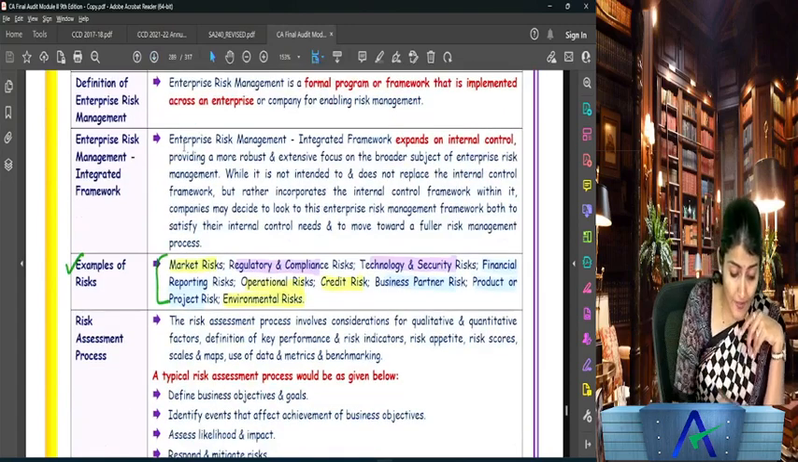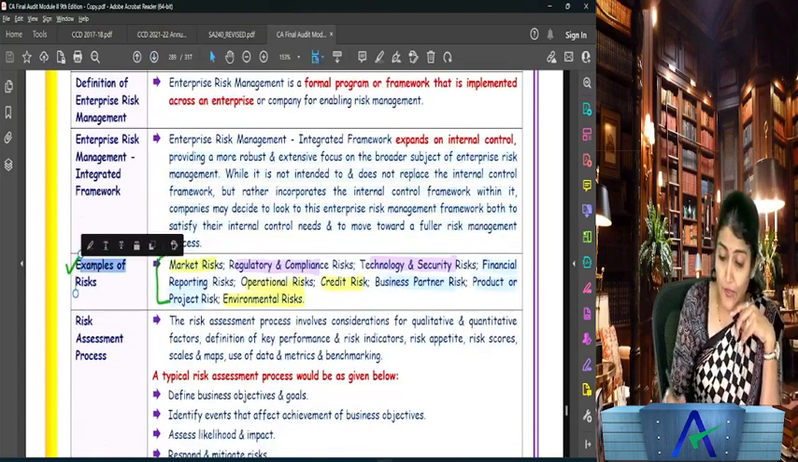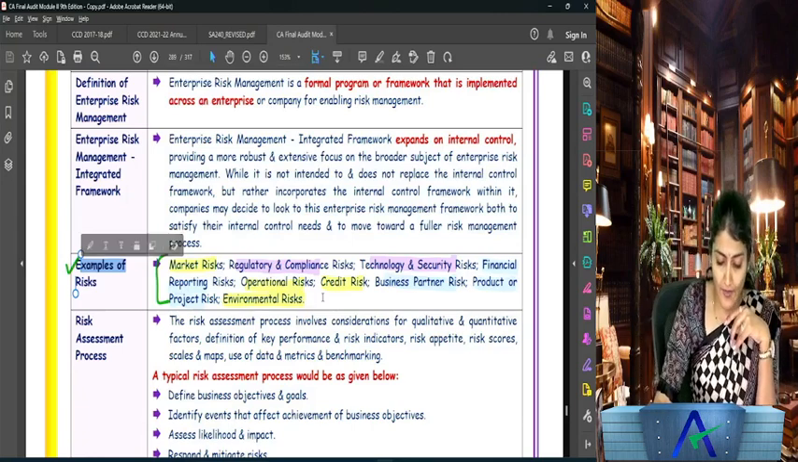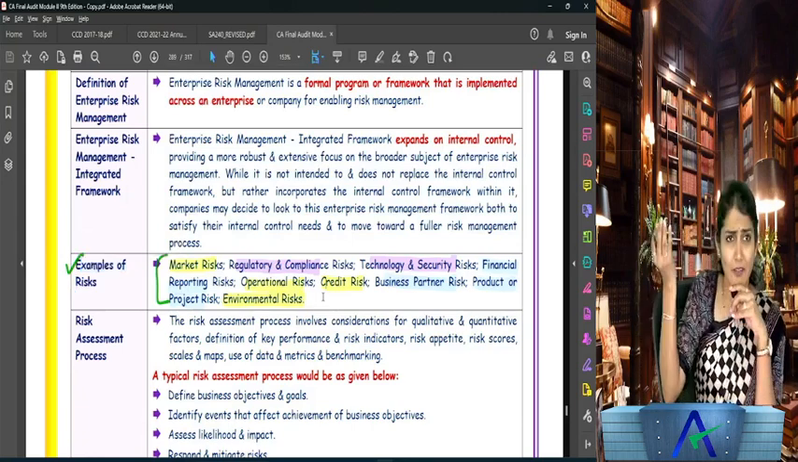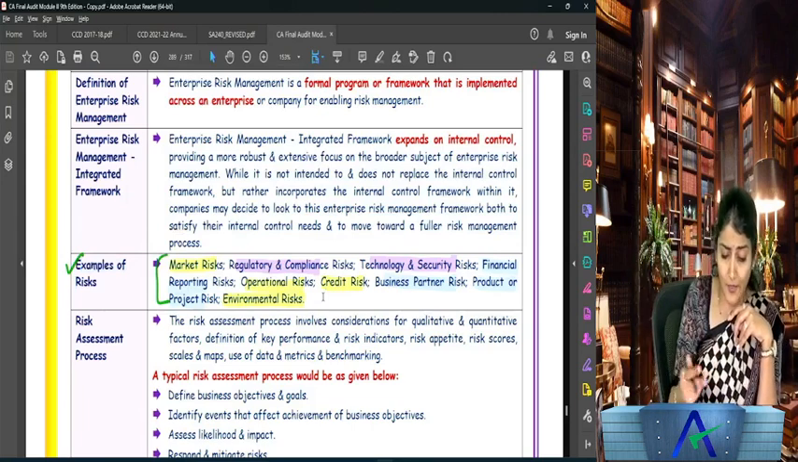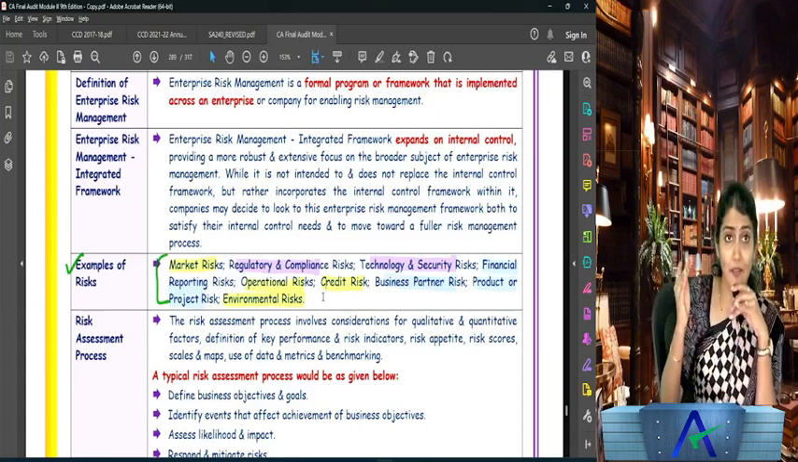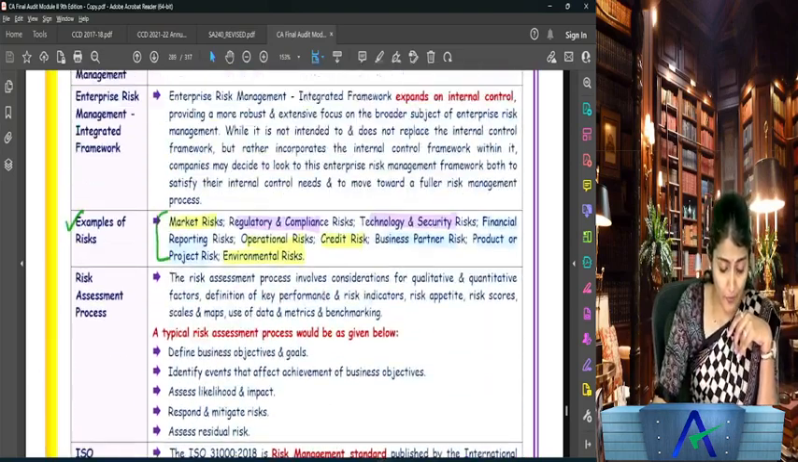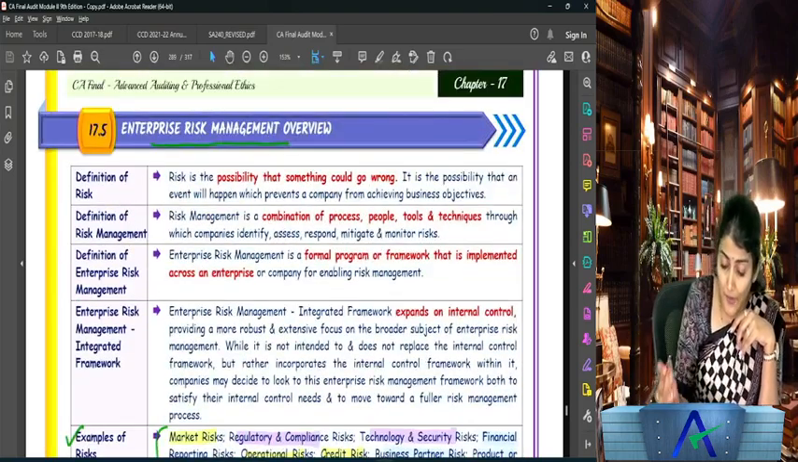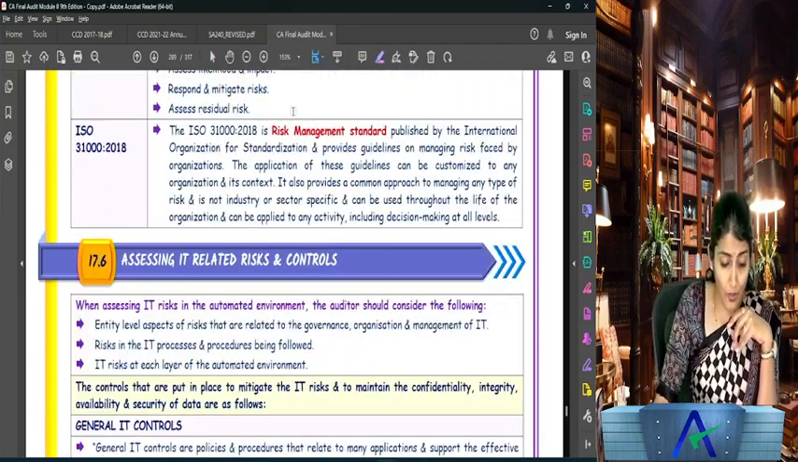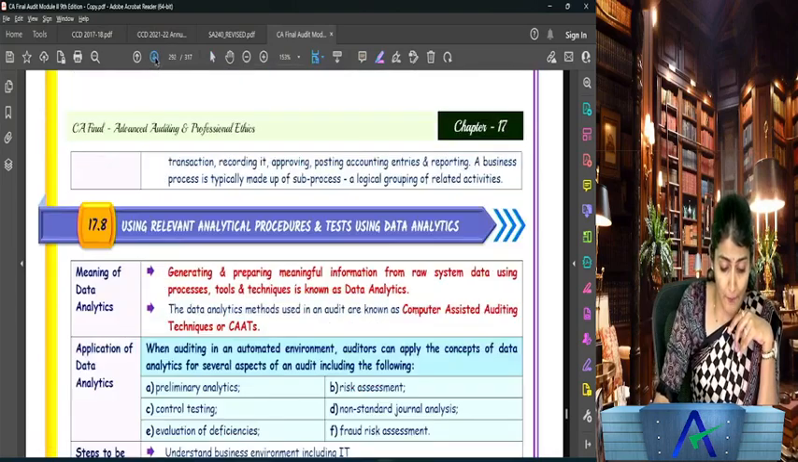In that enterprise risk management, they've given the examples of the risk. What all could be the different types of risks for an organization? Market risk, operational risk, credit risk, environmental risk, regulatory compliance, technology security, financial reporting, business partner, and the product or project risk. These are the examples of the risk. So an enterprise organization needs to have enterprise risk management, and they talk about the examples of the risk.